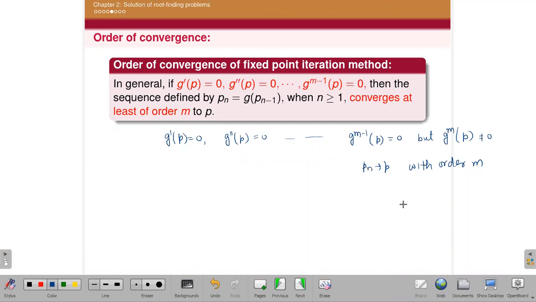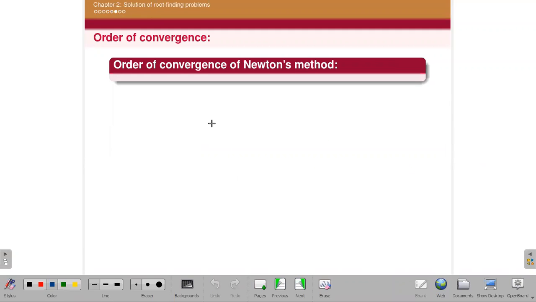So now here we have discussed the fixed point iteration convergence, which is depending on g of x only. Okay. So next is order of convergence of Newton's method. Can you find the order of convergence of Newton's method? How can we check the order of convergence of Newton's method?